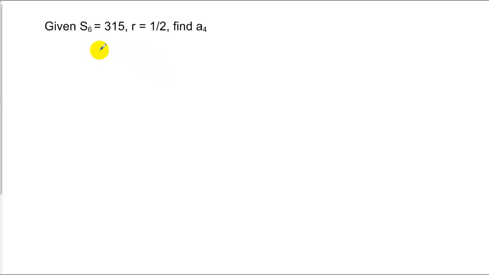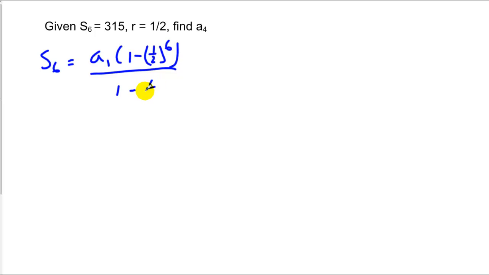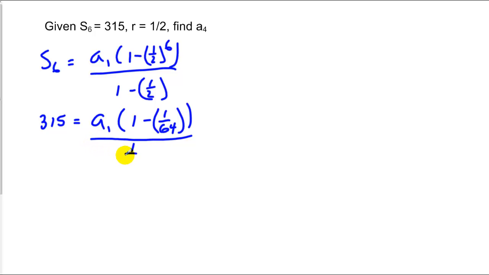So in this problem, there's a little different spin. We have actually the sum. So if I have s sub 6, that's equivalent to my first term times 1 minus my ratio, which is a half, raised to the 6th over 1 minus my ratio. And I have to find the fourth term. Well, they give me the sum, which is 315. First term's unknown. 1 minus a half to the 6th, that's 1 over 64, over a half. And I can find my first term from here, and then with that I'll use that to find my fourth term.